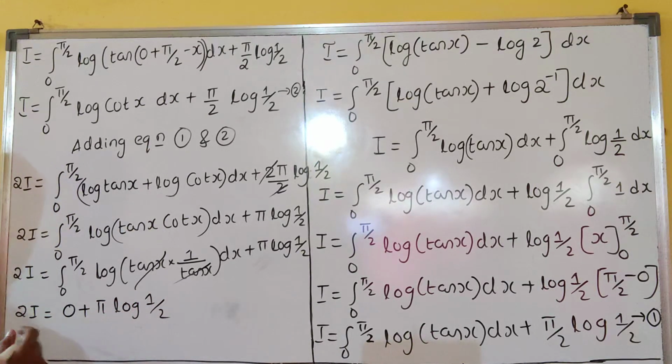So final answer, if you take 2 this side, 0 plus pi is pi only, pi log 1 by 2. If you take 2 across, it is pi by 2 log 1 by 2, dear students. So this is our required answer. I hope you have understood this one.